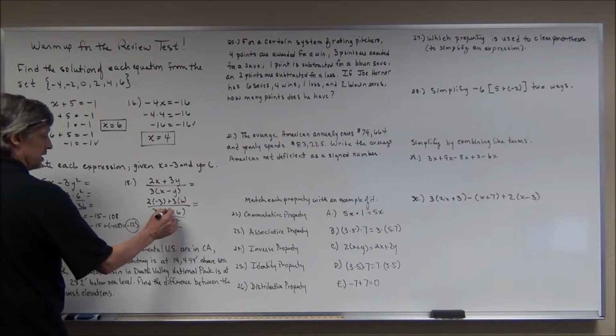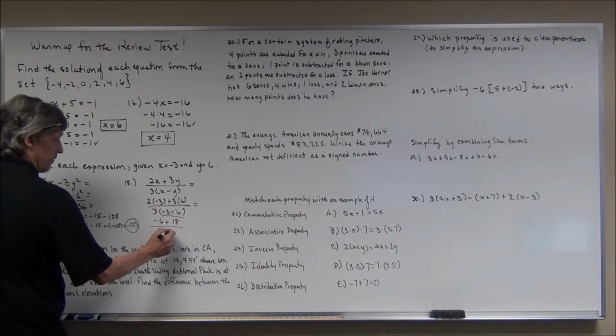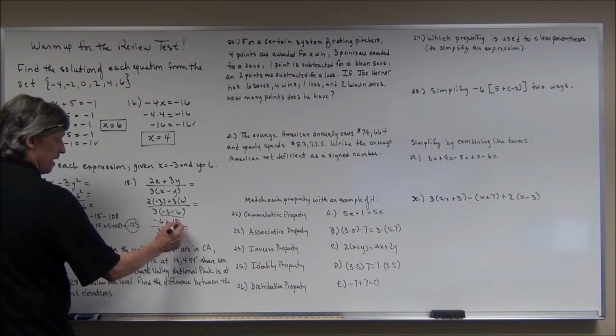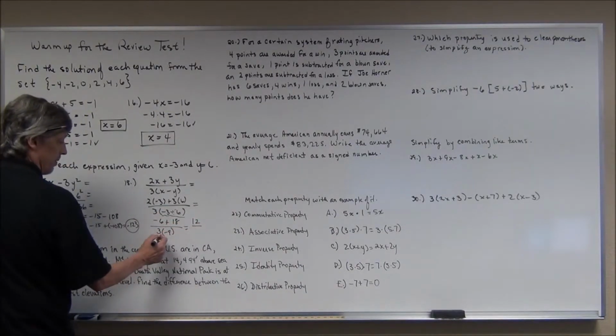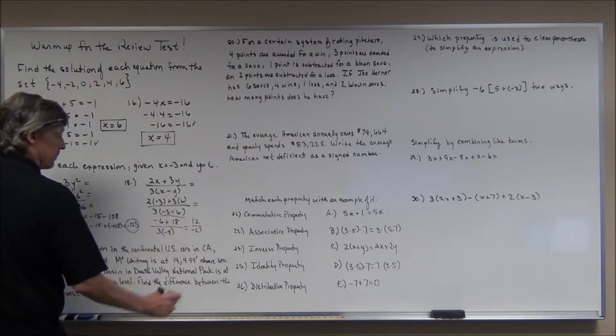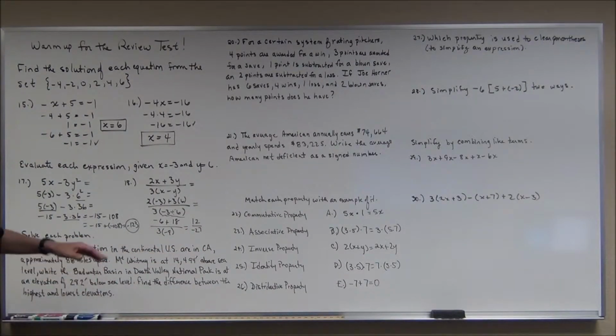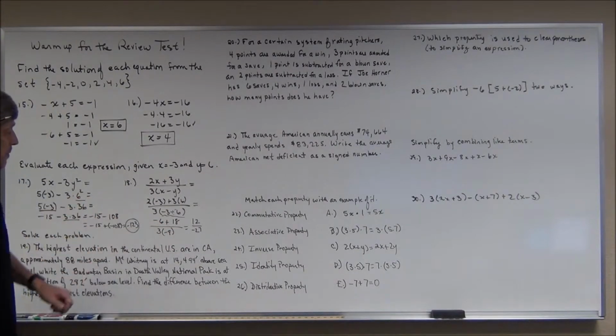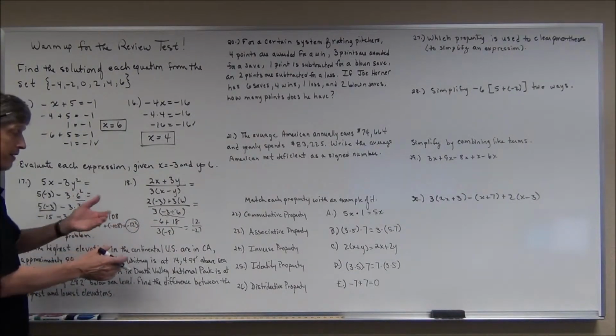-3 minus 6 is the same as adding the opposite, so that's a -9. So I have up top 12, and on the bottom I have -27. Now that's not a terrible answer. I don't really like the negative in the denominator. I like it either in the numerator or out in front.